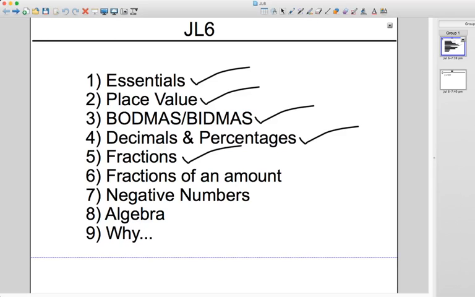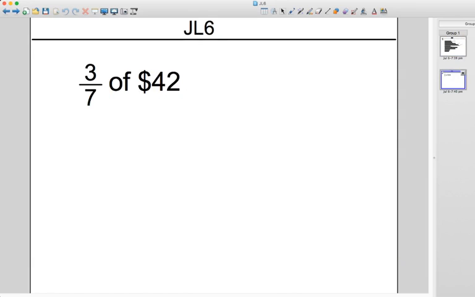Alrighty, got a short one today. We're going to look at fractions of amounts. Without further ado, let's crack into it.